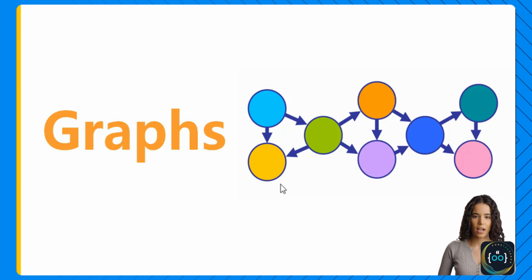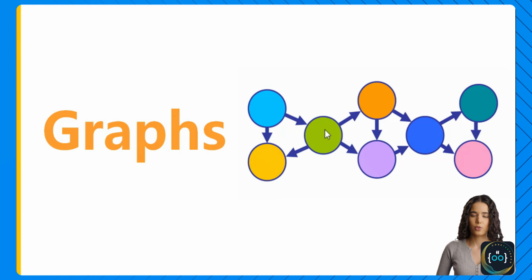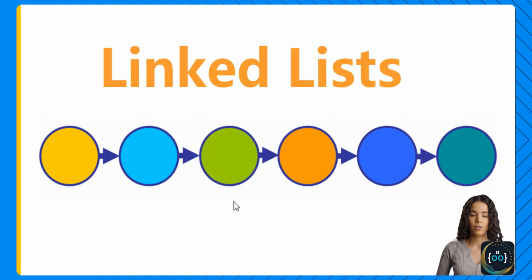Graphs are amazing data structures that we use to represent connections between elements. So connections between cities or connections between warehouses or between members of a social network. And right here we have another data structure, which will be the data structure that we will be working with during this section, linked lists.